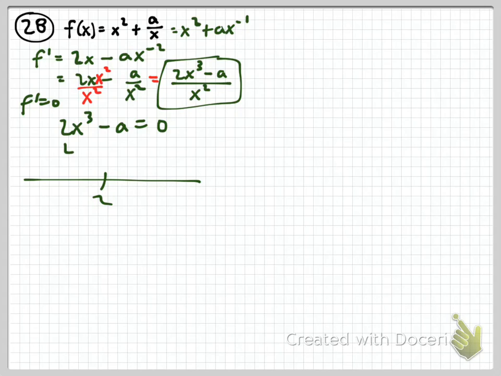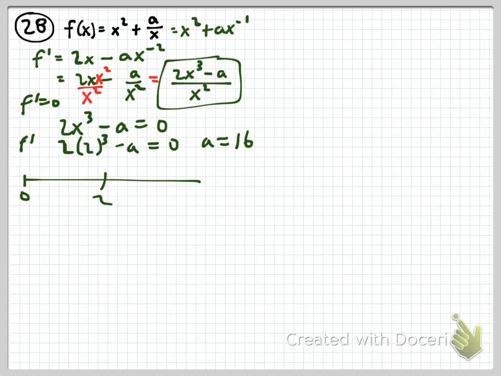Let's replace x with 2. So we get 2 times 2 cubed minus a equals 0. So we get 2 times 8 is 16. 16 minus a equals 0 when a is equal to 16. Okay? And when a is equal to 16, we could calculate the derivatives.